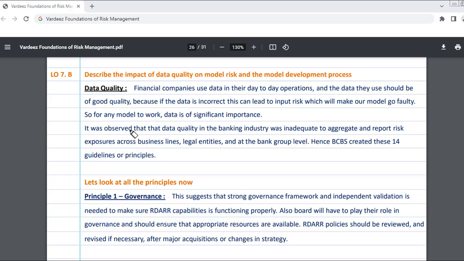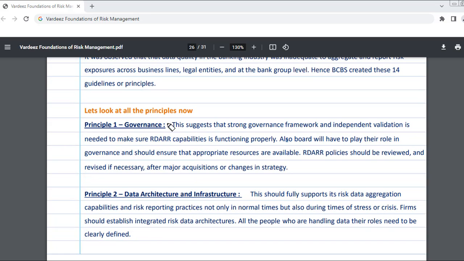It was actually observed by the BCBS that the data quality in the banking industry was inadequate to aggregate and report risk across the business lines, legal entities, and at the bank group level. The data that they had was very much inadequate to aggregate and report risk exposures. Hence BCBS created these 14 guidelines or principles that we will talk about. Okay, let's look at the principles now.